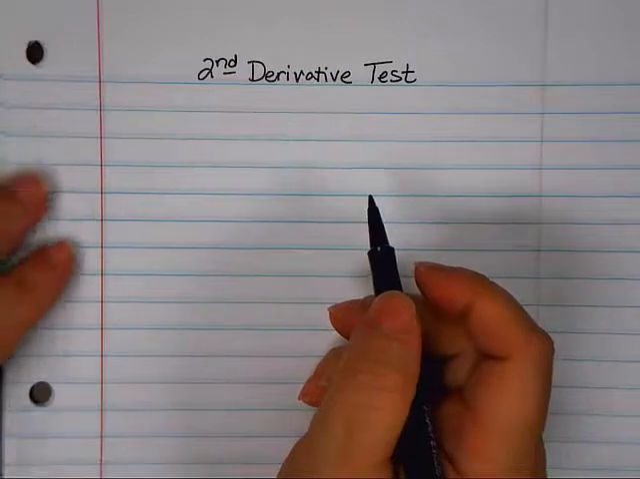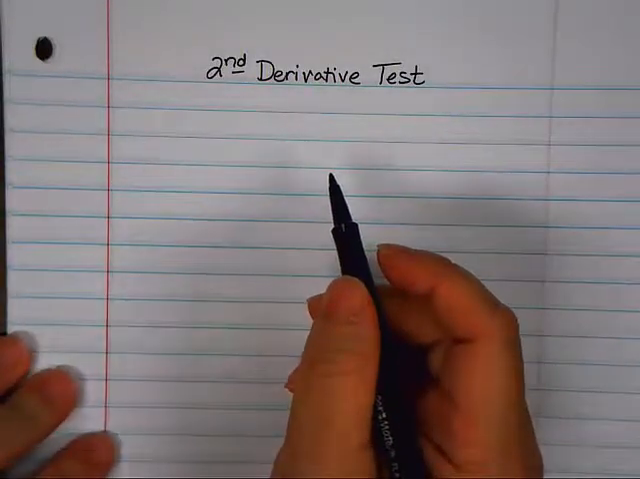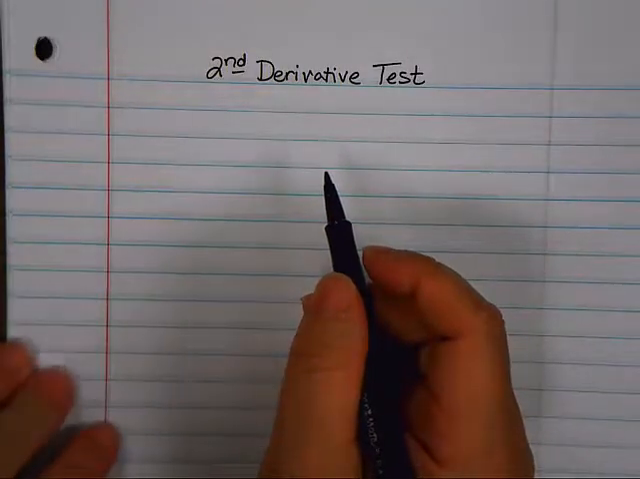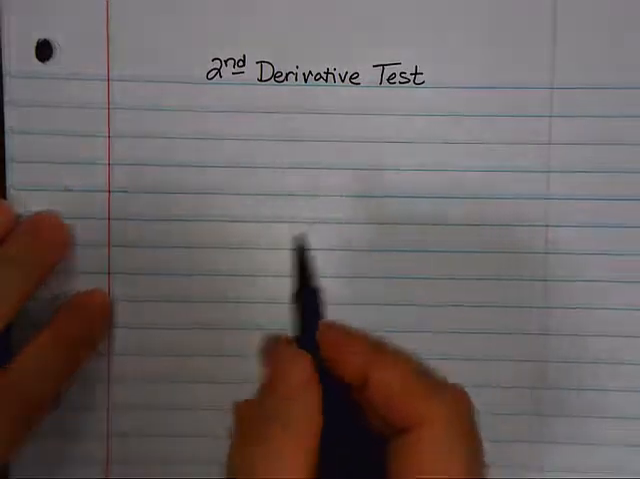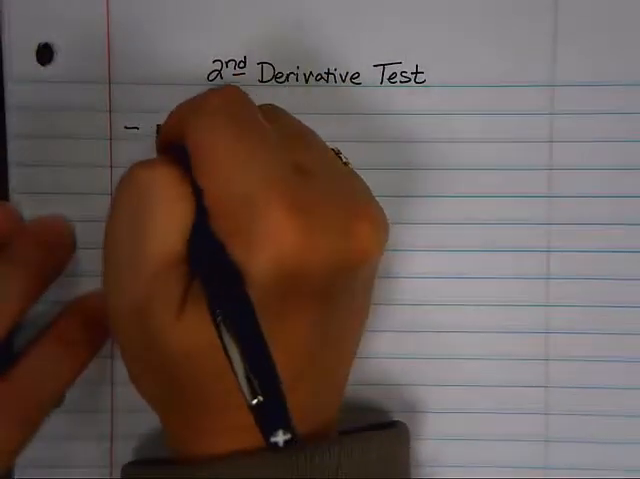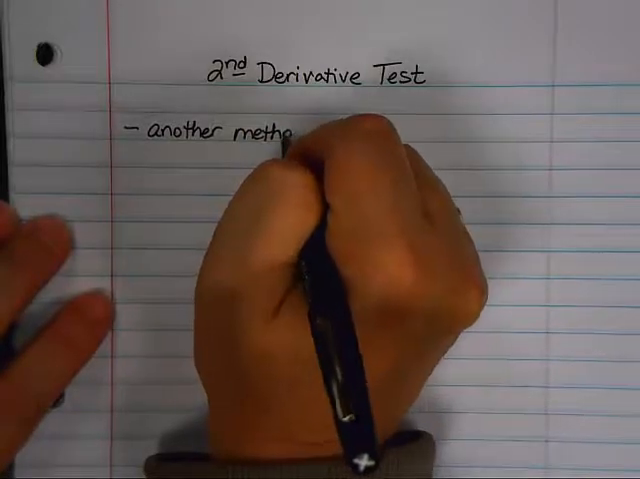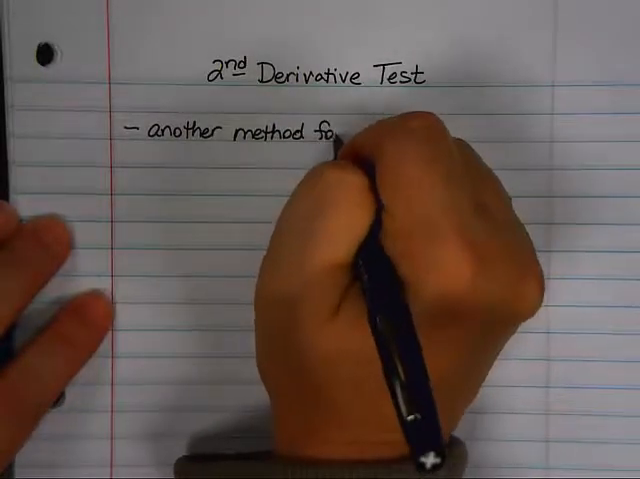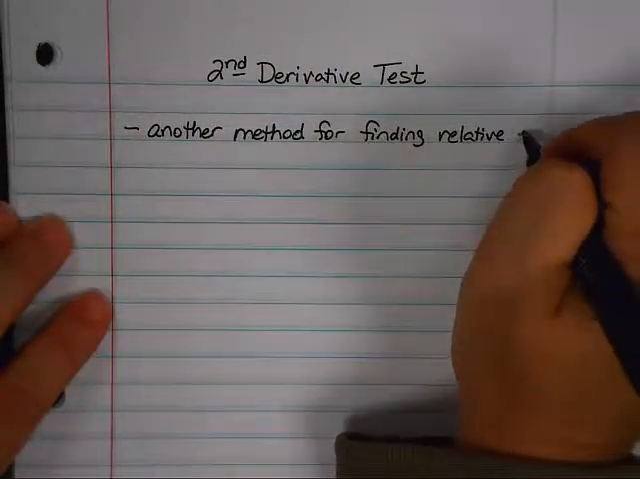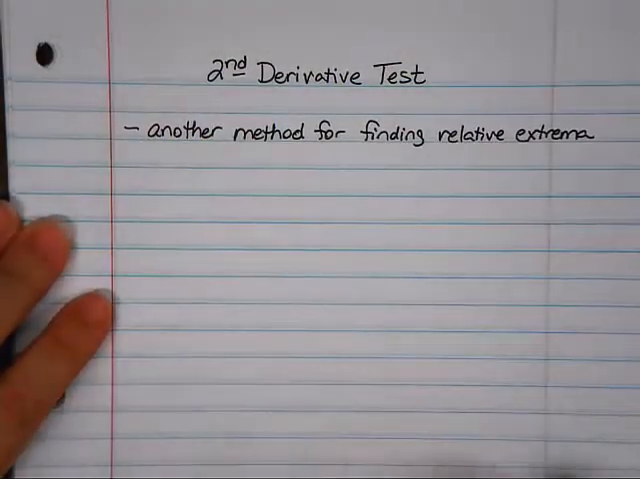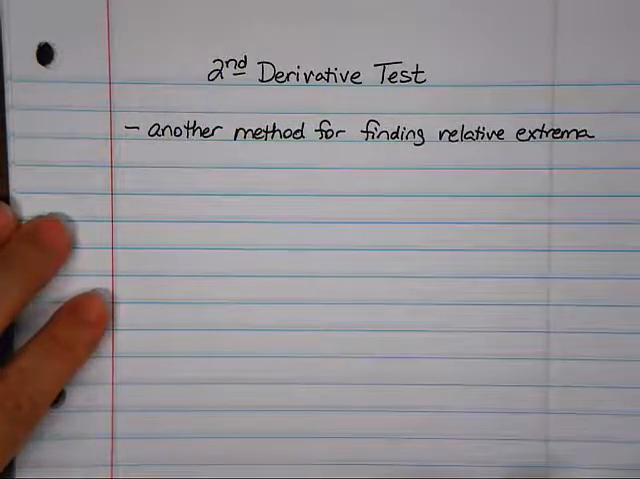Yesterday, on the formula quiz, I asked you to write on the back of the formula quiz a paragraph about the steps that are involved in finding relative extrema with the first derivative test. Do you remember that? Yes. Okay. The second derivative test is another method for finding relative extrema. It is, in some instances, easier than the first derivative test. Some instances, it's harder. Okay?